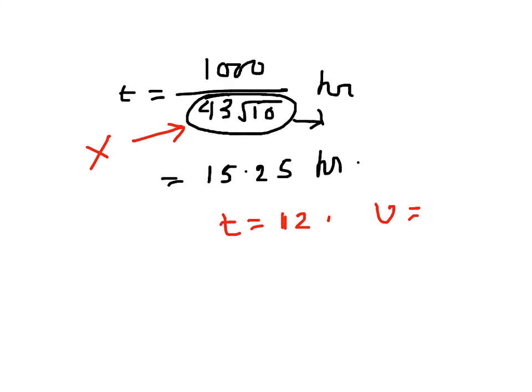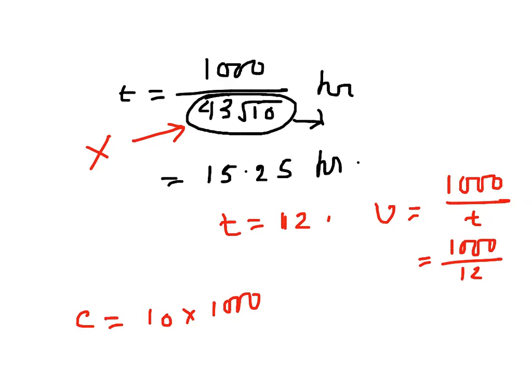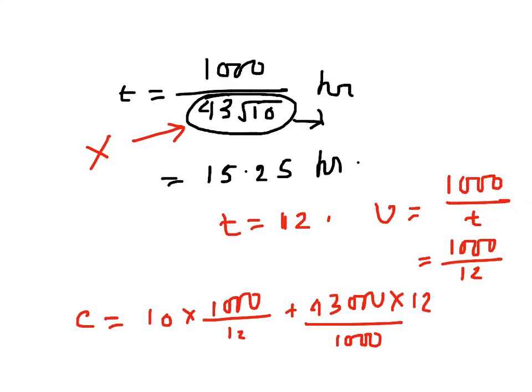So v is becoming 1000 by t, which is 1000 over 12. This should be the velocity with which it will travel, because it travels at a constant velocity, v miles per hour. Then we can find the minimized cost by just plugging in. I won't do that part anymore. So 10 times this much, 1000 over 12, plus 43,000 over 1000 over 12. If we calculate it, we will get the cost in dollars.